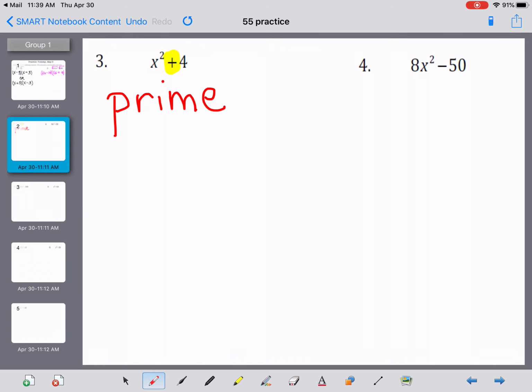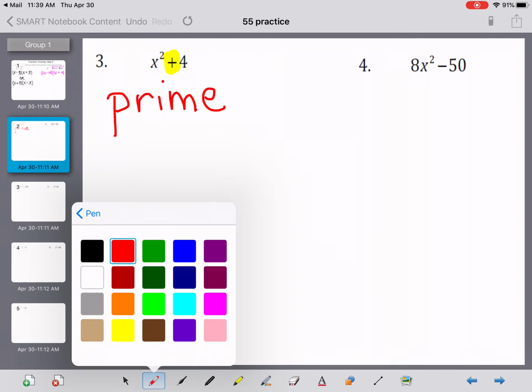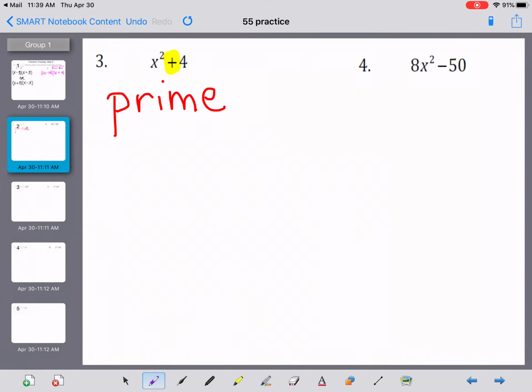As we look at problem 4, we first of all know that we don't have a square root of 8, we don't have a square root of 50, but as we take a closer look, we notice that 8 and 50 are both even numbers, and we can take out a greatest common factor first. If we take out a 2, which is the greatest common factor, then what we're left with is 4x squared. By the way, I took 8 divided by 2. And 50 divided by 2 is 25. And now that we have that, we can do the difference of squares.